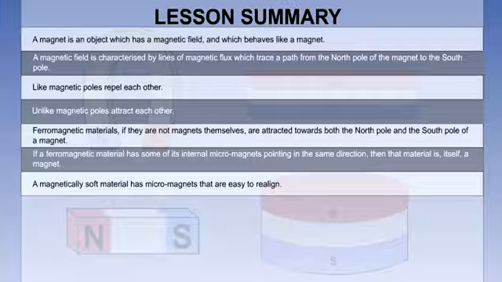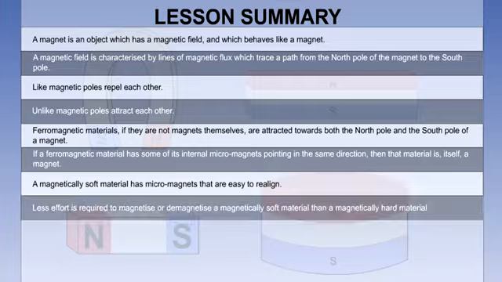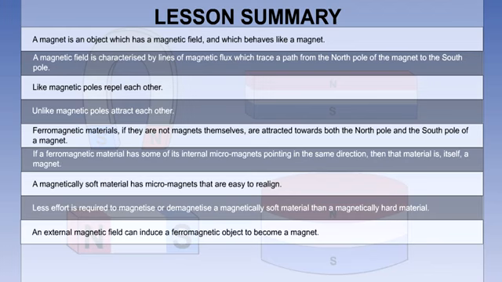A magnetically soft material has micromagnets that are easy to realign. Less effort is required to magnetize or demagnetize a magnetically soft material than a magnetically hard material. An external magnetic field can induce a ferromagnetic object to become a magnet.